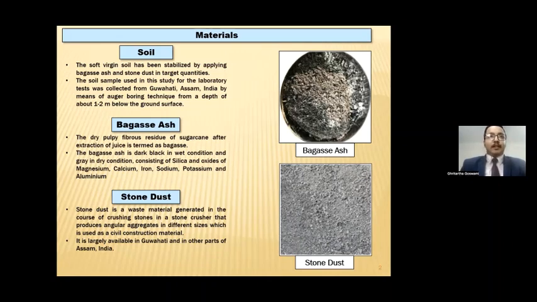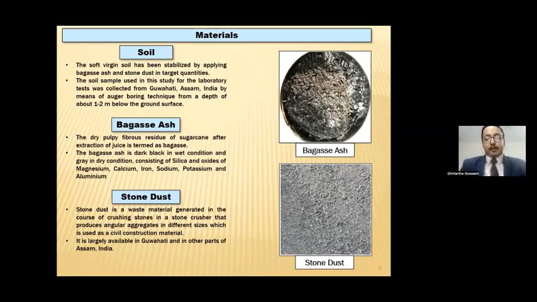The next material is bagasse. Bagasse is the dry, pulpy, fibrous residue of sugar cane after extraction of the juice, and it is extensively used as building material as well as for manufacturing biofuel. In my study, the raw bagasse collected from sugar mills is oven dried and thereafter burnt to ashes, which is used as an admixture for the soil stabilization.